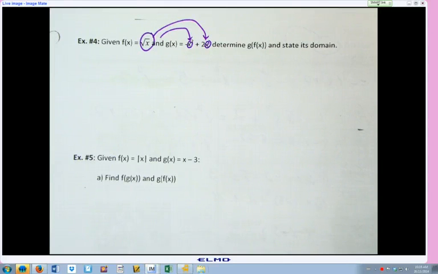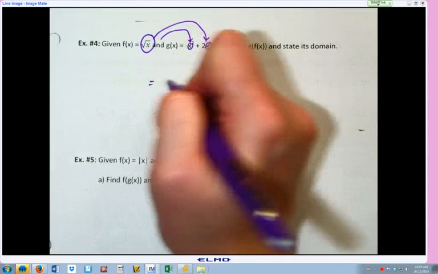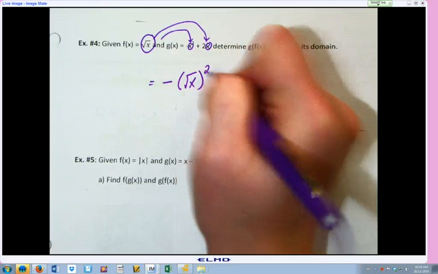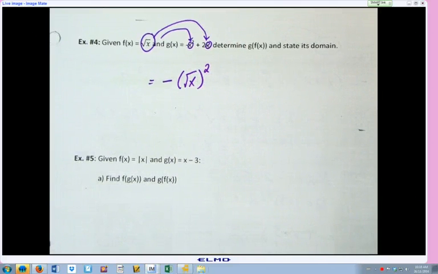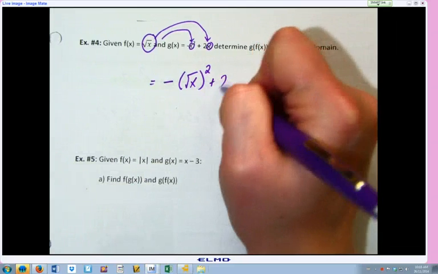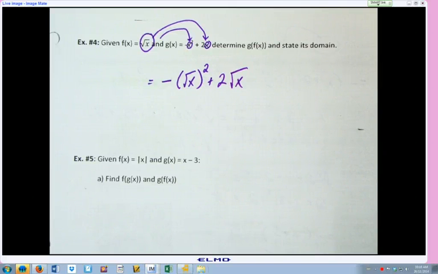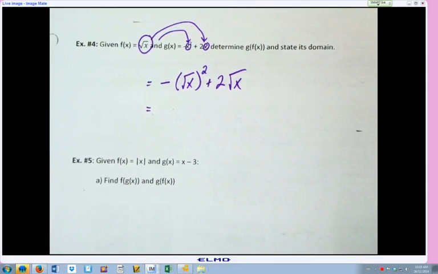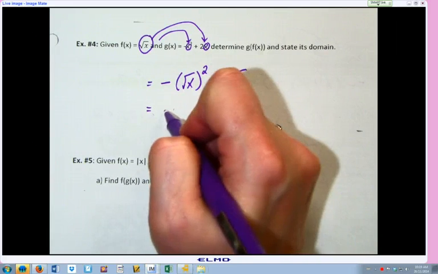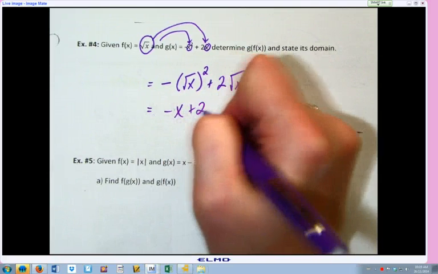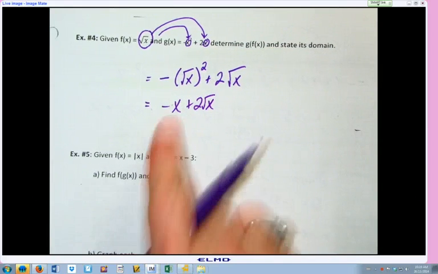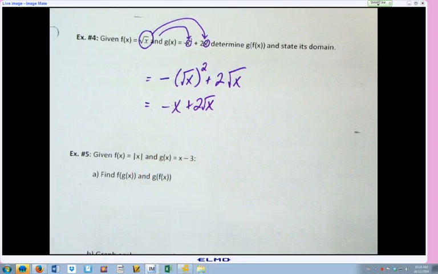Again, if the circling and the arrows do nothing for you, then don't worry about it. So the negative's going to stay. Square root of x is going in. The squared is going to stay. Plus 2 is going to stay. And root of x is going in. Root of x squared, and then times negative 1. And then we're just going to add 2 root x. Can I add an x with a root of x? Nope. Keep it there.